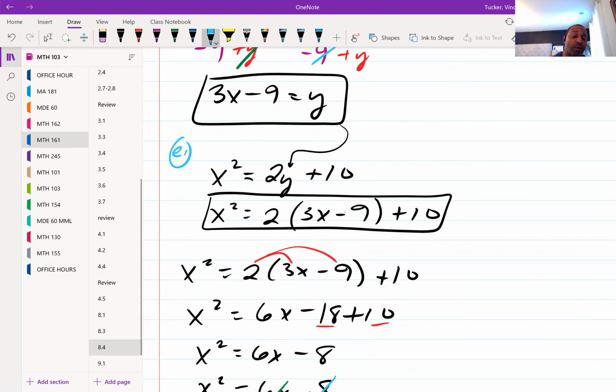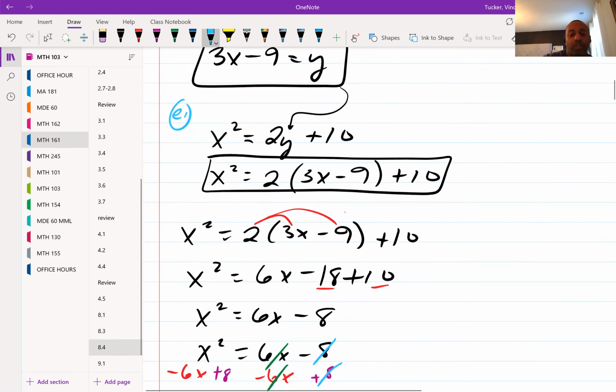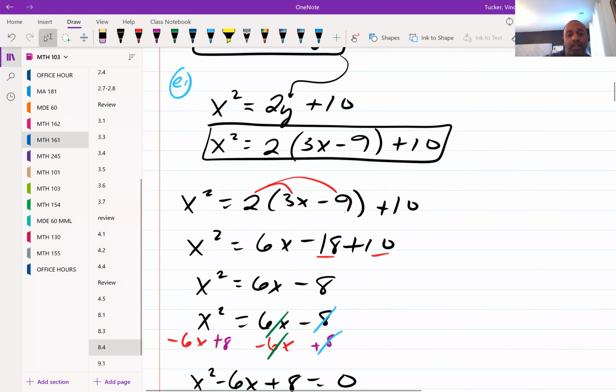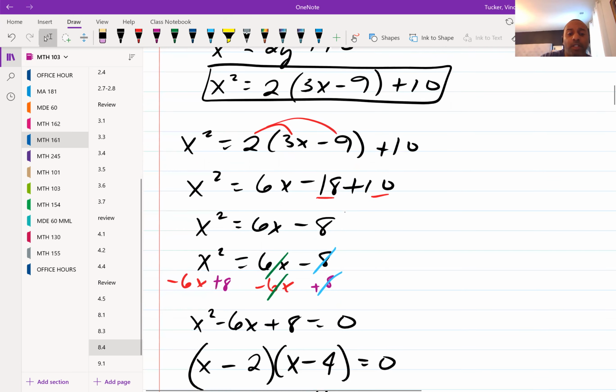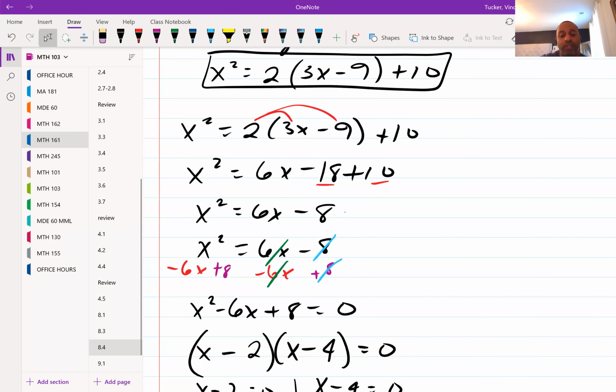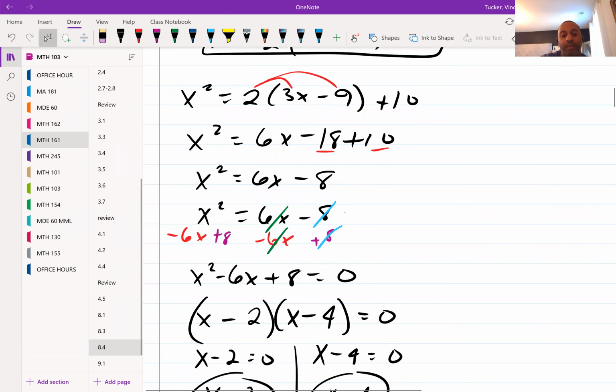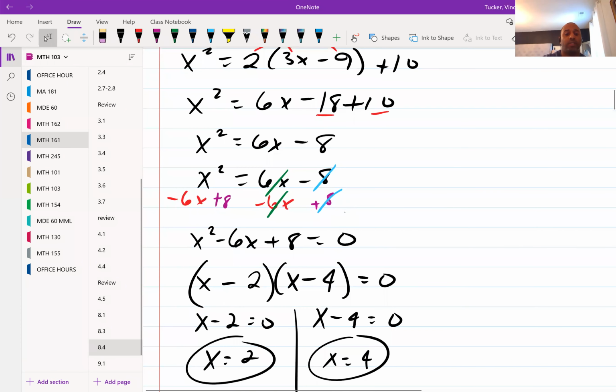Now, if you want to solve your quadratic equation, you want to set one side equal to 0. So I subtracted 6x and added 8, and that gave me x squared minus 6x plus 8 equal to 0. From here, you want to solve it quadratically. You can use your factoring skills, the quadratic formula, or completing the square, whichever way you want to do it. Either way will still give you the same answer. So I went ahead and factored, got x minus 2 and x minus 4. Set both of those pieces equal to 0 and solve. So I will have x equal to 2 and x equal to 4 for my x values.